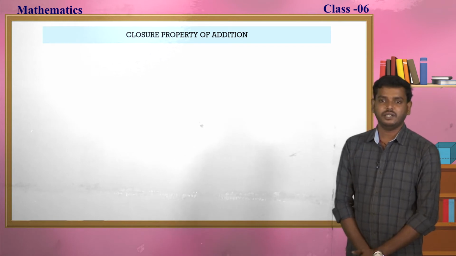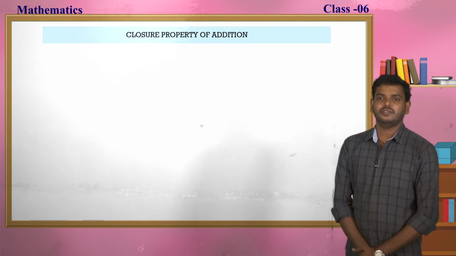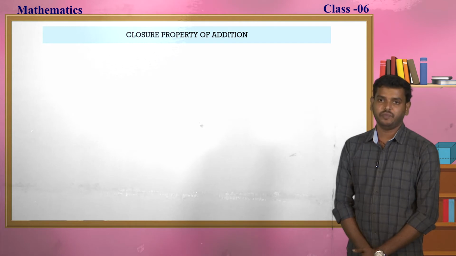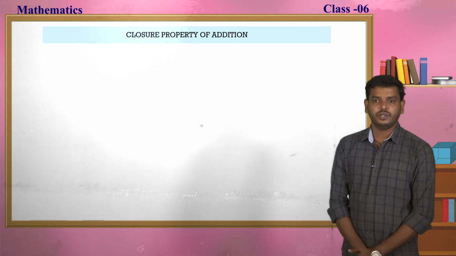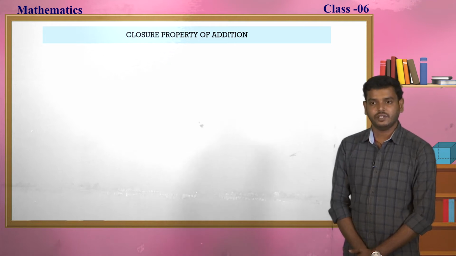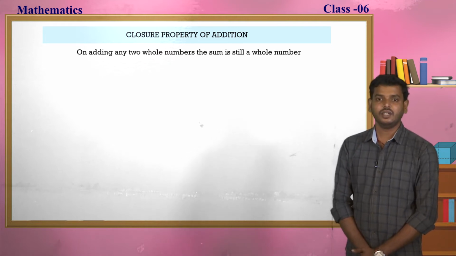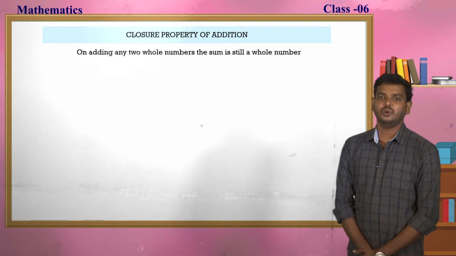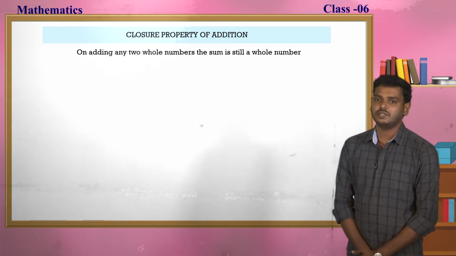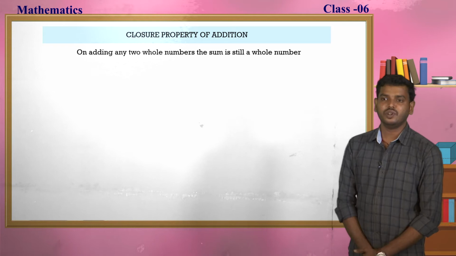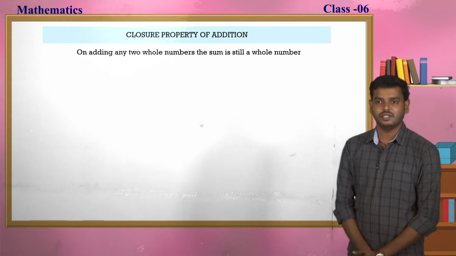Activity was very clear. So, let us move to the further aspect of closure property now. Closure property of addition. What this closure property says, according to the activity we have learnt, is that on adding any two whole numbers, the sum is still a whole number. This is what we have studied through an activity. Is it correct, children?